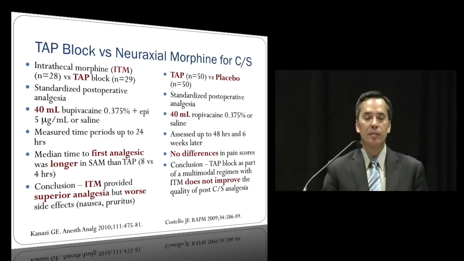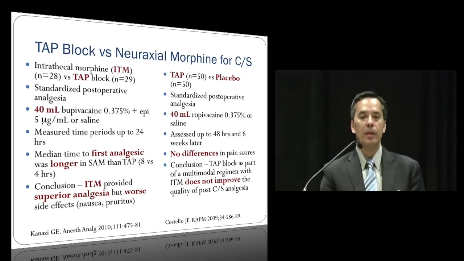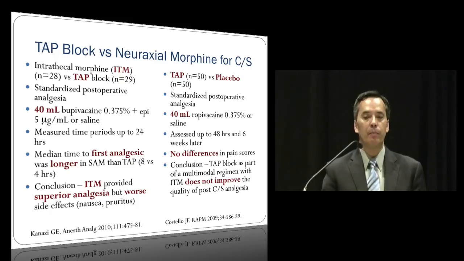And then Costello, who's in a group with Carvello in Toronto, did the TAP versus a placebo, and same type of deal. They used intrathecal morphine in a spinal anesthetic, and there were no differences in pain scores, and they concluded that the TAP block, as part of a multimodal regimen, does not improve the quality of the postoperative cesarean section.